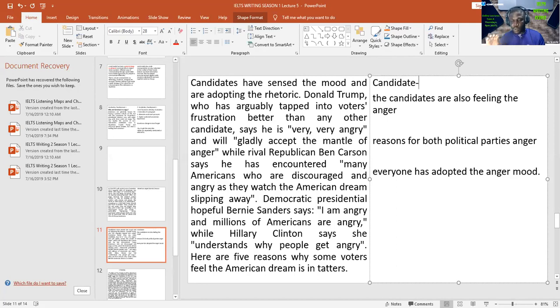Even if you don't understand what rhetoric means, and you are under exam condition and not sure about it, look at the second sentence: Donald Trump, who has arguably tapped into voters' frustration. Can you see the word tapped? It means he has sensed it, is taking advantage of it, sensing the mood. It's almost the same thing. They mentioned one candidate now, better than other candidates. This is the second time the word rhetoric is repeated. So it's all about what the candidates are saying. Candidates have sensed the mood, they have sensed the anger, and are adopting rhetoric. Rhetoric is to say something over and over, to keep saying something.